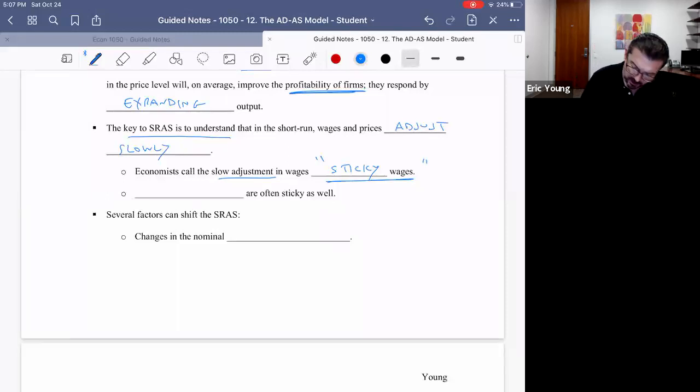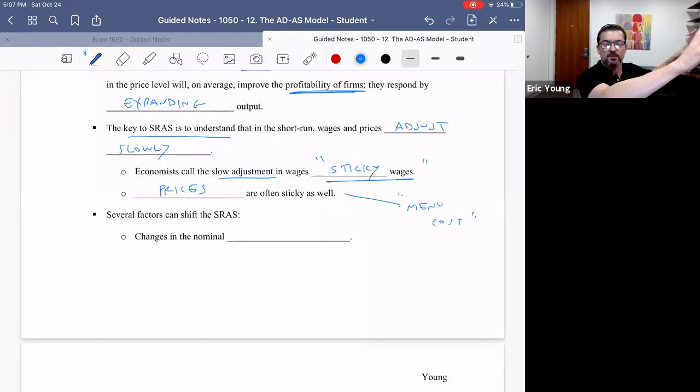But it's important to know that prices are often sticky as well. There's this idea that's known as menu cost. And it basically says, imagine that you're a small business owner. You spend a couple grand to have a new kind of sign made with all your prices, to maybe get new menus printed up that has all your items and all your prices on it.